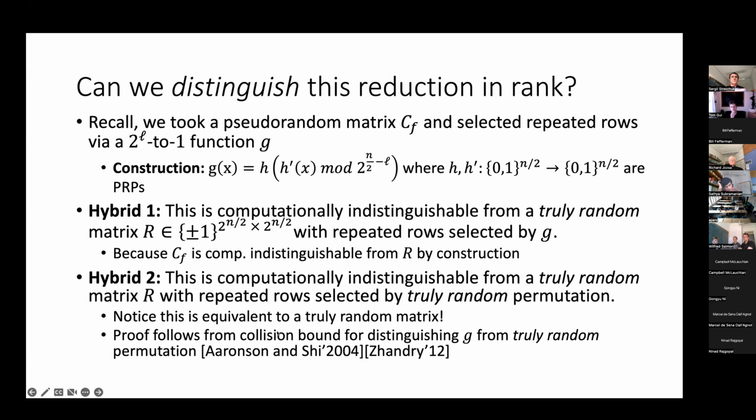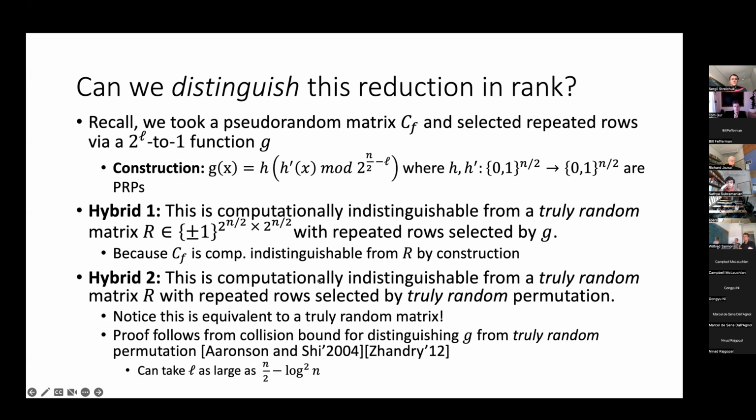And so the proof that this is secure, that these two hybrids are indistinguishable from each other, in fact follows from a complicated argument that bottoms out on the collision bound, saying that you can't distinguish G from a truly random permutation. So even though G is a 2 to the L to 1 function, so it has a lot of collisions, right? You can't see these collisions as long as L is as large as n over 2 minus log squared n.